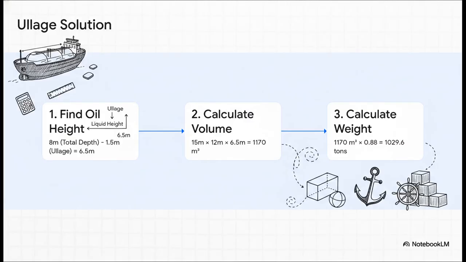First step, and it's the most important one, we have to turn that ullage into the liquid height, or sounding, that our formula needs. So we take the total tank depth, 8 meters, and subtract the empty space, that 1.5 meter ullage. That gives us a liquid height of 6.5 meters. Now we're in business. We can calculate the volume, which works out to 1,170 cubic meters. Last step, just multiply that volume by the density, 0.88, and boom, there's our answer, 1,029.6 tons.